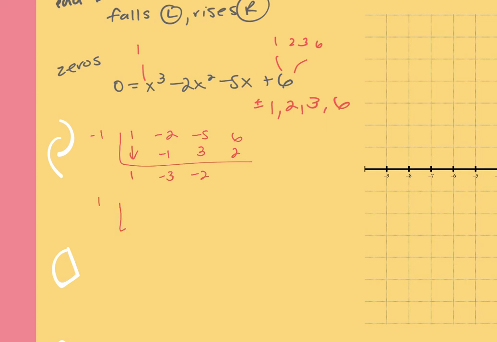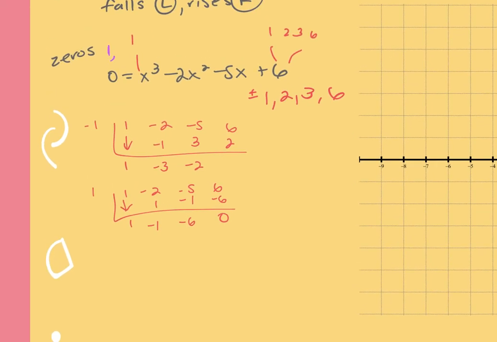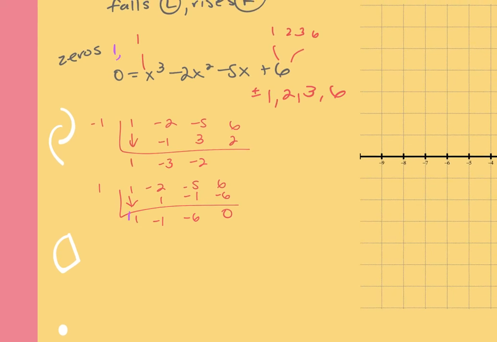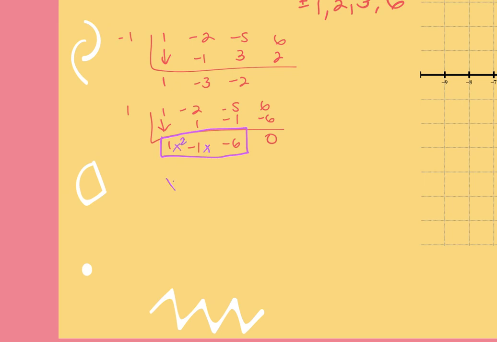Doesn't work. Take a positive one, put it on the outside. And that one works. So my first 0 is positive 1. Take what's left here. This gets an x and this gets an x squared. See if you can factor it. Can you? Yep, factors of -6 that sum to -1. -3, positive 2, which means my remaining roots are positive 3 and -2.